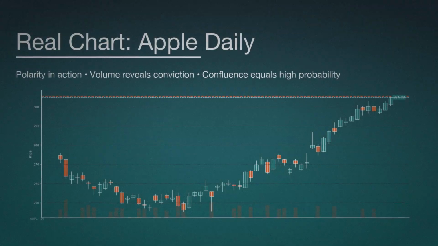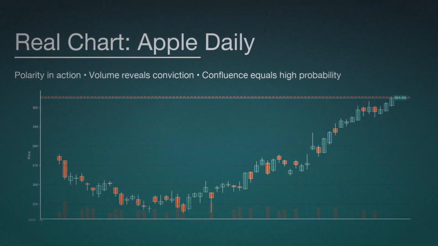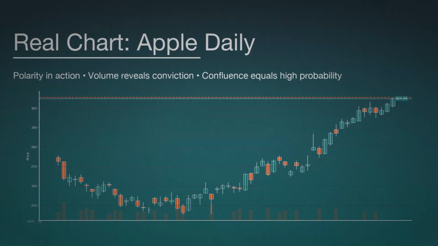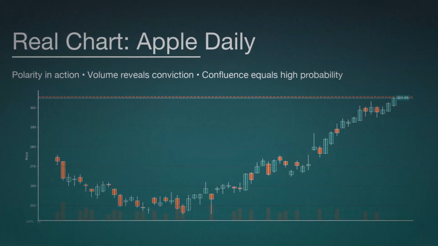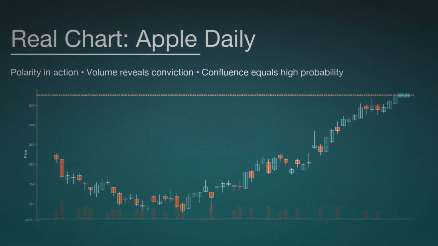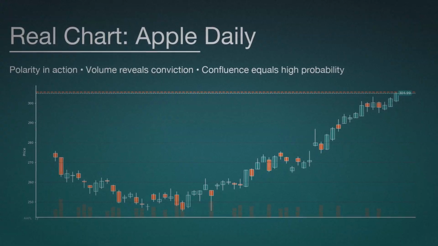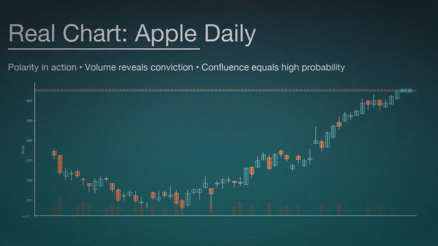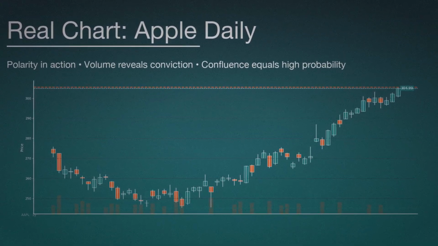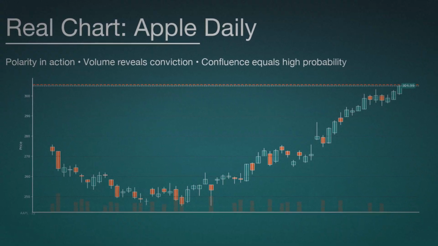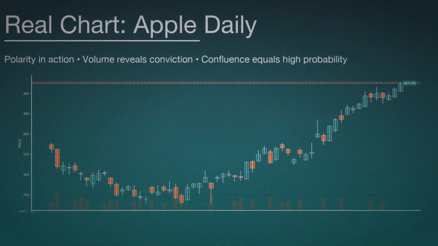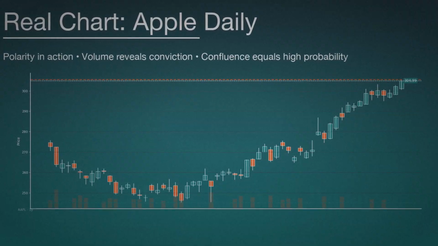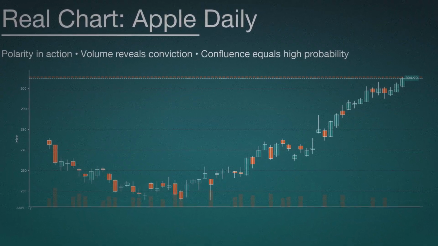Look at Apple on the daily. Notice how prior swing highs become support on the pullback and how the rising trend line catches multiple lows. Each touch is a decision point. Watch the volume on the rejections versus the breakouts. That is where the conviction shows. Where the trend line and a horizontal level intersect, you get confluence, and those are the highest probability reaction zones.